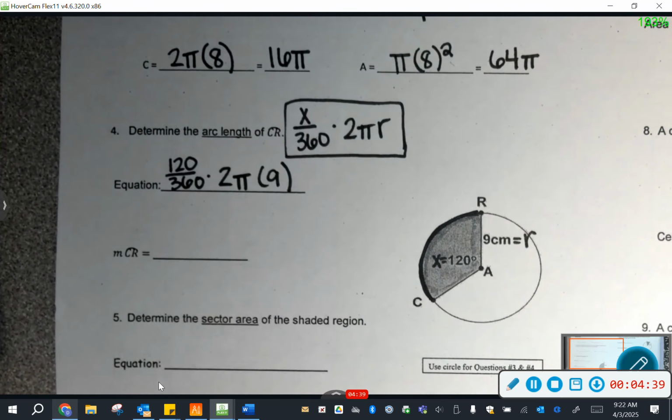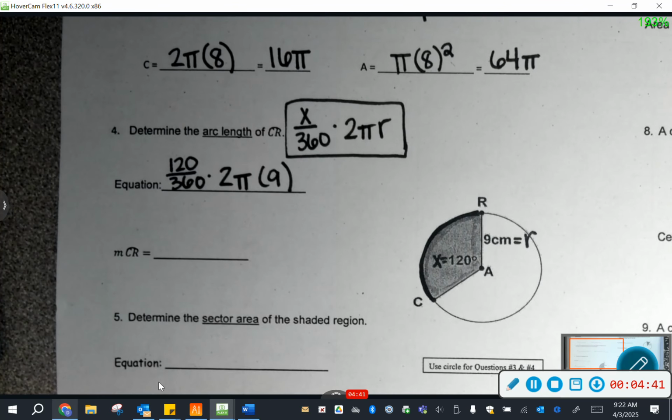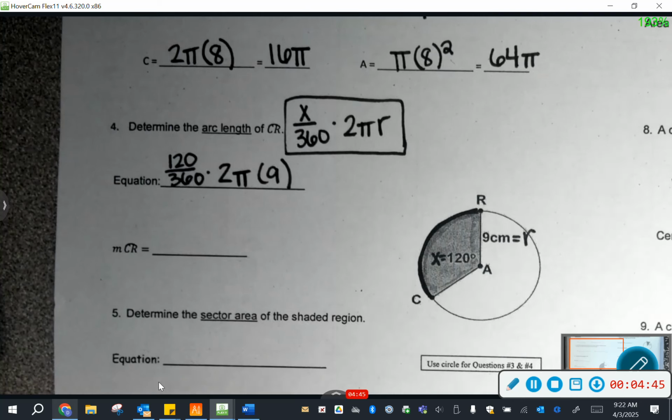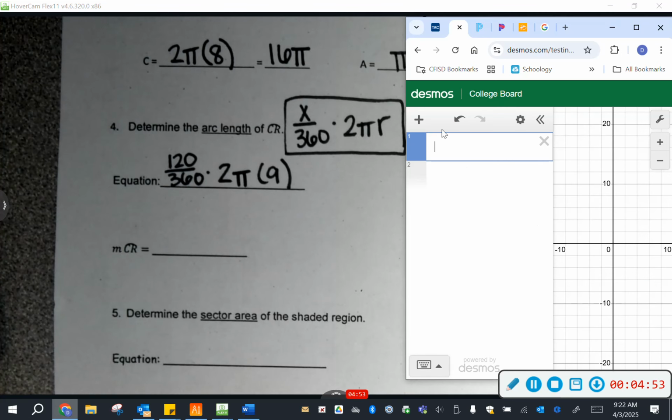Nine. And then from here, I think what really confused y'all too is he started reducing and dividing in his head and just writing it all up there. Just put it in Desmos. So in Desmos, what I'm going to do is I'm going to write exactly this.